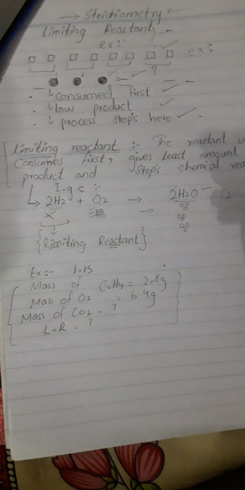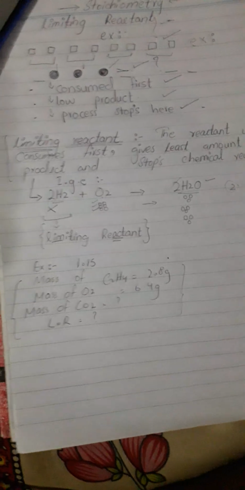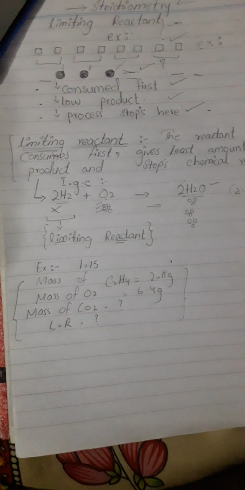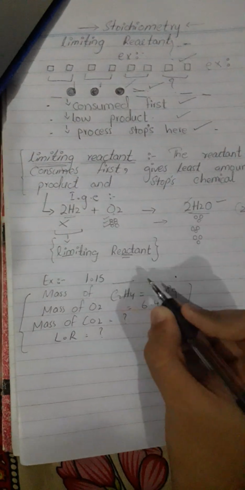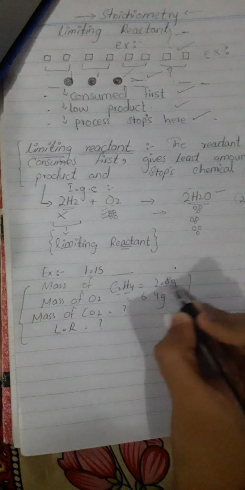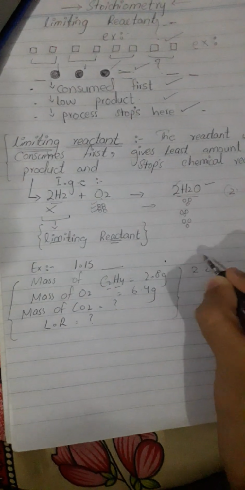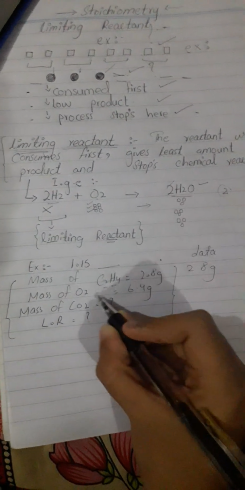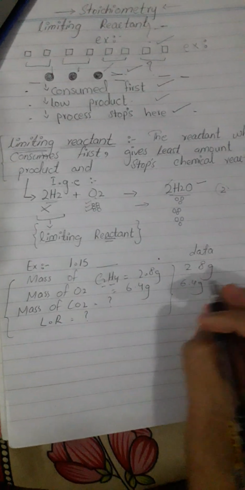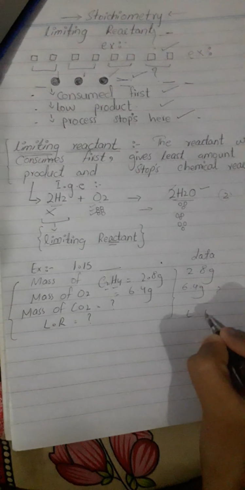Now the thing we have to cover is a numerical. This is example 1.15 from our book, which gives us a mass of ethene, C2H4, equal to 2.8 gram. I'm simply writing the data here. Mass of O2 is 6.4 gram. Mass of carbon dioxide is what we have to find, and LR equals limiting reactant. Sorry for my tongue slip right here.